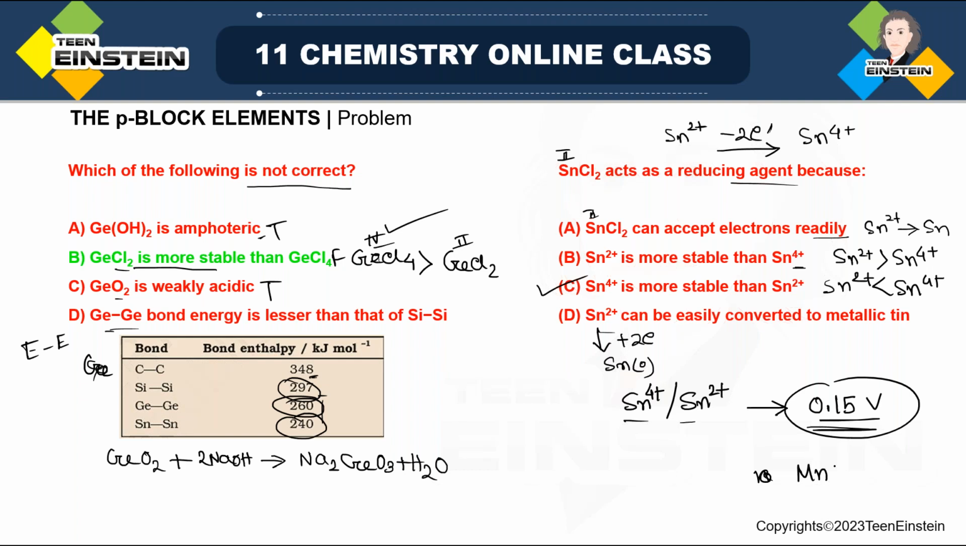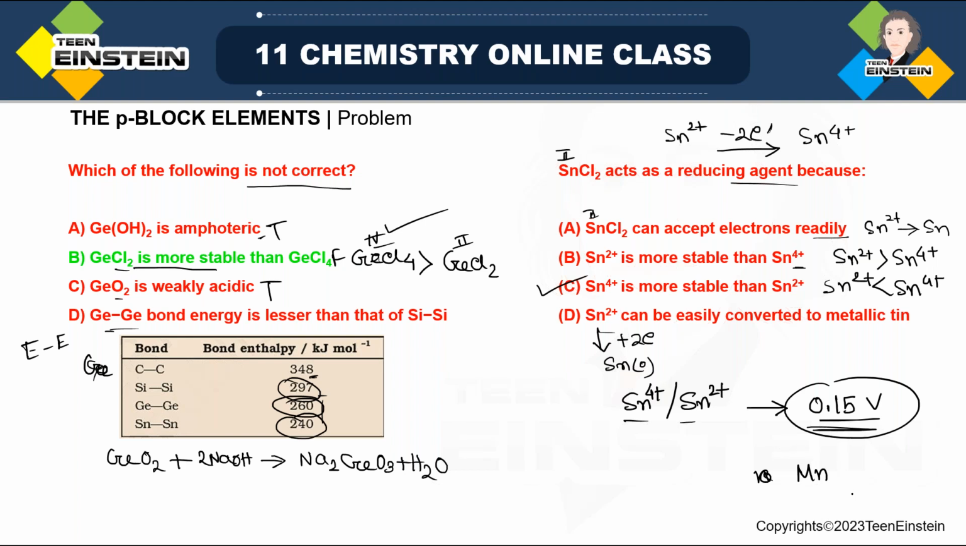So for Mn, from +7 state to +2 state, that is, it is reduced. For that system, reduction potential value is around 1.51 volt. That means it is a very high value. And see here it is 0.15. That means it is very low.